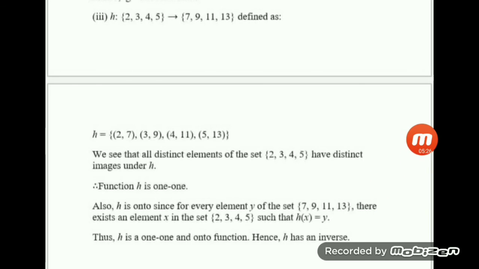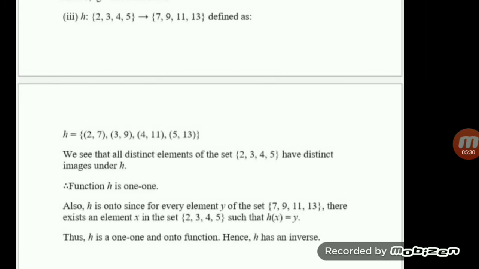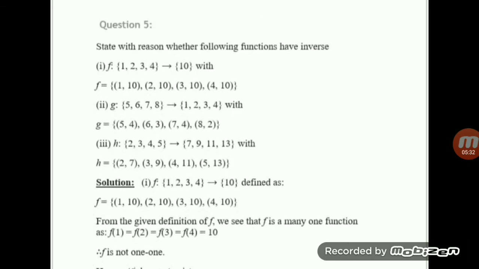This completes the solution of question number 5. Thank you.